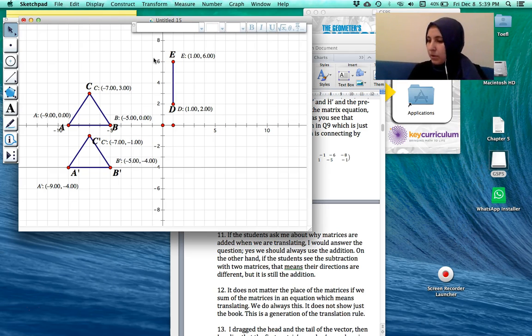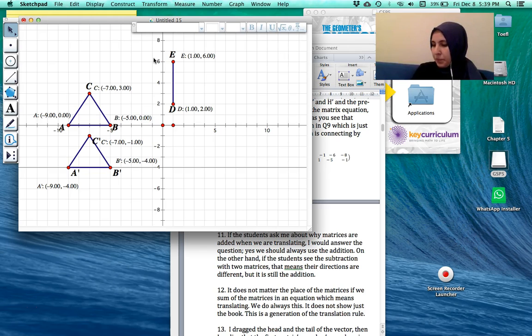Question 12. One student sets up her equation and switches the order of the transformation matrix and pre-image matrix. She wants to know whether this equation is equivalent to the matrix equation shown in the book and whether you could always do this. How would you respond to this student? It doesn't matter what the place of the matrices is if we sum the matrices in the equation, which means translating. We always do this. It doesn't show just in the book, and this is the generalization of the translation rule.